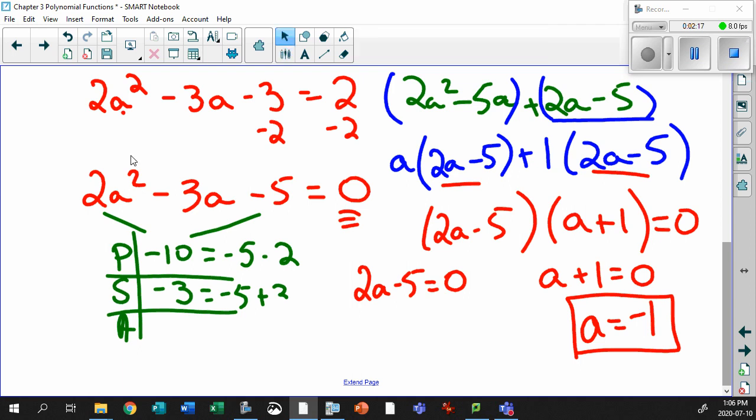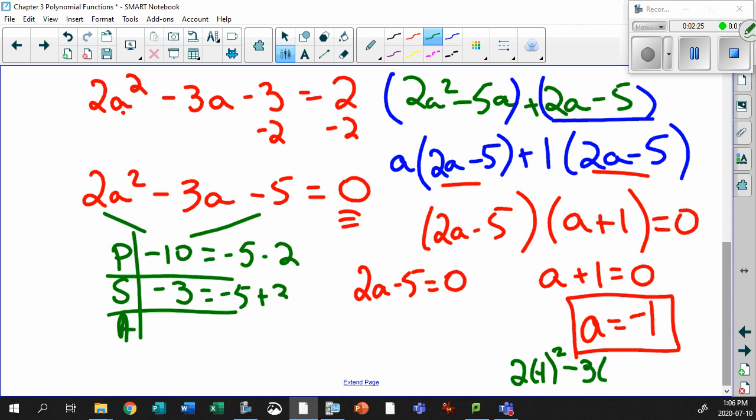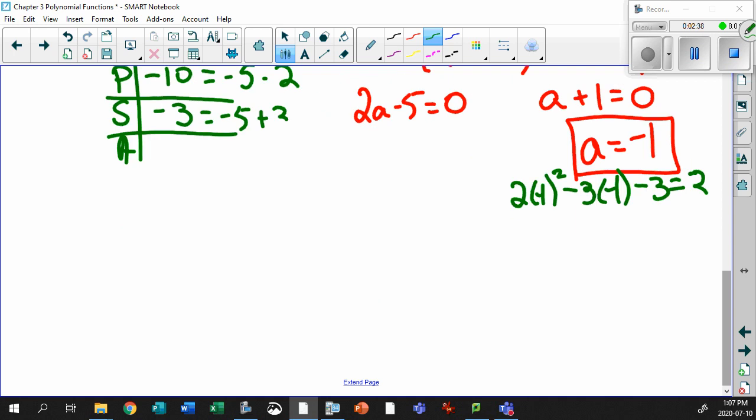Okay, so let's write out our polynomial. This will be 2 times minus 1 squared minus 3 times minus 1 minus 3. That better give us 2, our remainder. Let's see if it works. Okay, minus 1 squared is 1, times 2 is 2. Minus 3 times minus 1 is 3. Minus 3. Oh, those cancel out. That's easy enough. Lo and behold, 2 equals 2. It worked.